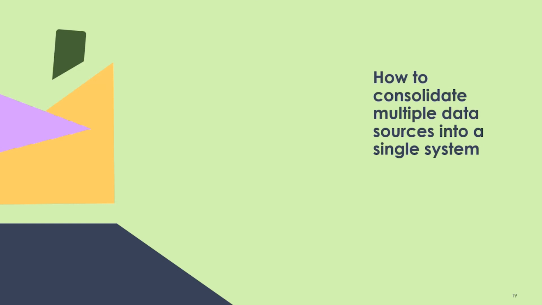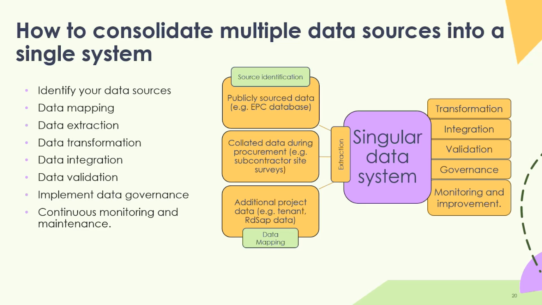So, how to consolidate multiple data sources into a single system. We'll move through four slides, and this diagram will be on each of them, and you'll see the part highlighted in green move through as we go through this process. This is a bit of a flow chart, a process for consolidating multiple data sources into a single source of truth. The first step is simply identifying your data sources, mapping out all the different systems and formats where your asset data is stored.